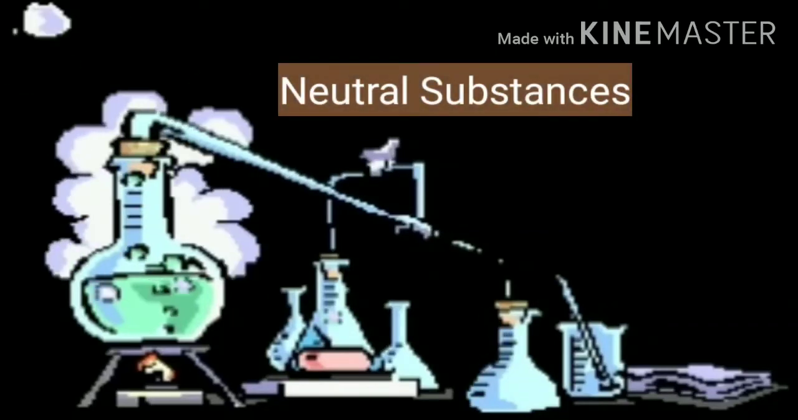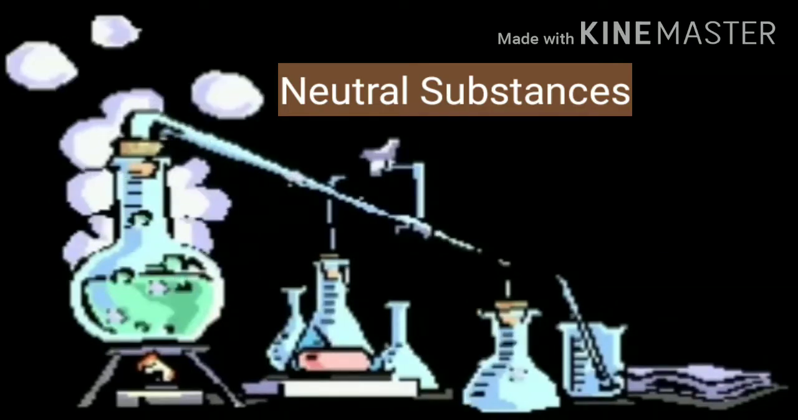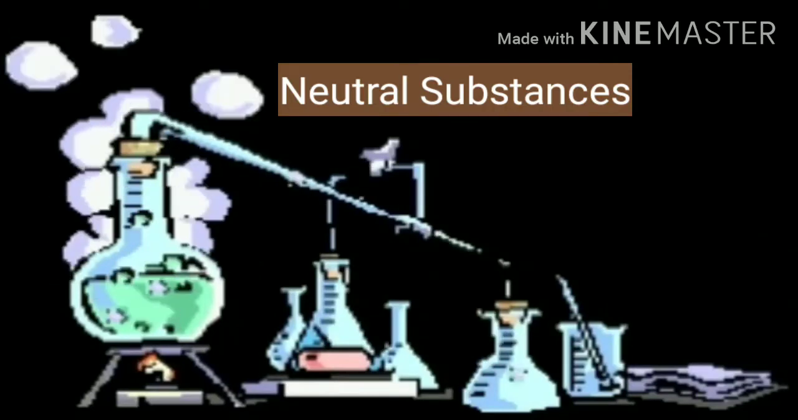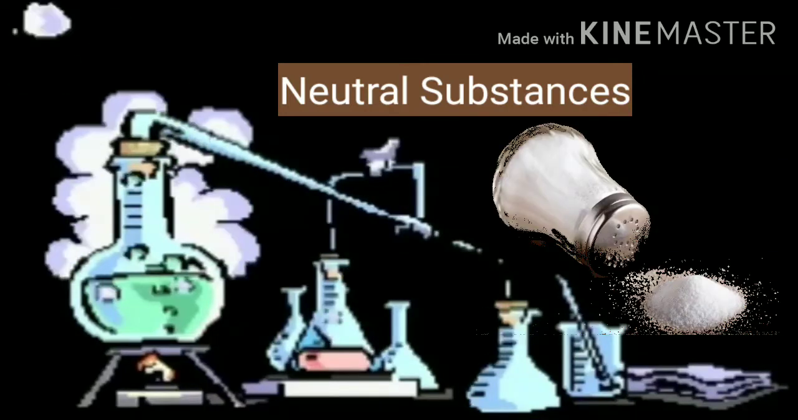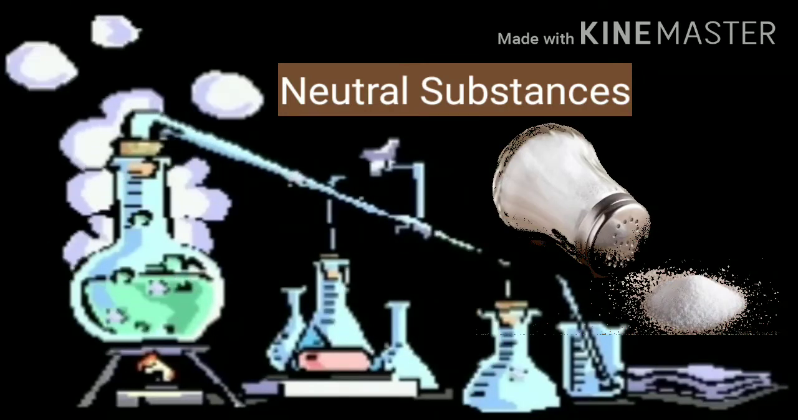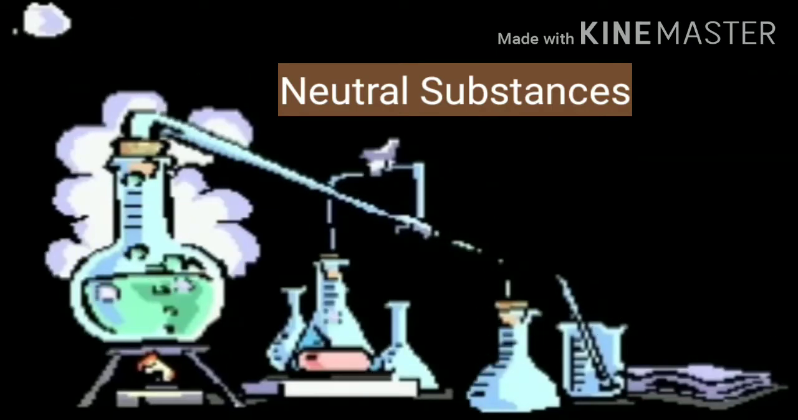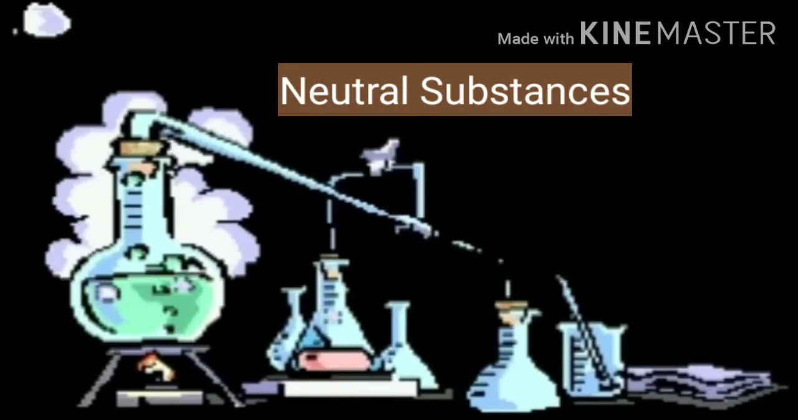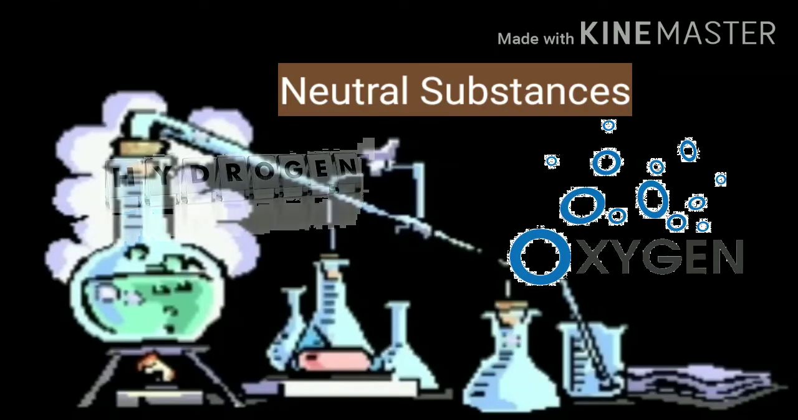Now let's learn about neutral substances. When any substance shows neither acidic nor basic characteristics, then we say such substances are neutral substances. They will not bring out any change in color of indicators used. Examples of neutral solids are common salt, sugar, glucose, etc. Neutral liquids, for example, water, mustard oil, petrol, kerosene, etc. Neutral gases: oxygen, nitrogen and hydrogen.